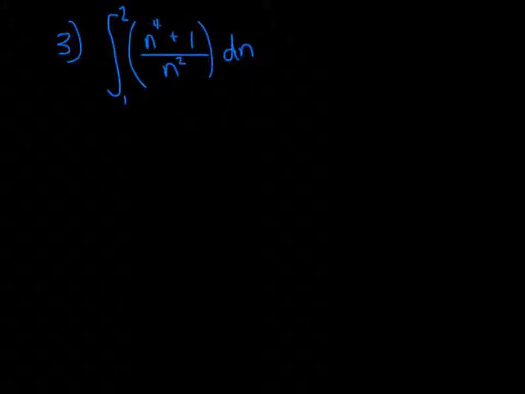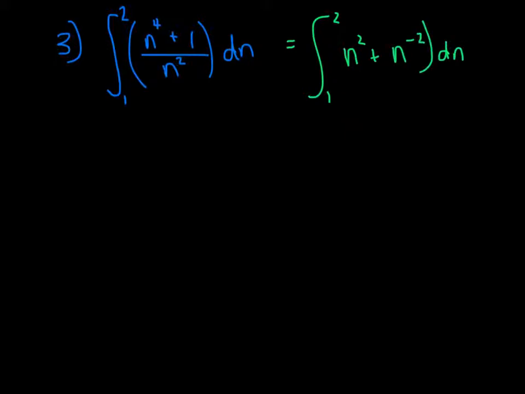So we're going to go ahead and split this up and rewrite it as the integral from 1 to 2 of n to the fourth divided by n squared would be n squared, and then plus 1 over n squared I'm going to write as n to the negative 2, and of course dn. Okay, so now I'm ready to go ahead and follow through on my definite integral steps. And so first of all, I take the antiderivative of each of those, so that would be n to the third over 3 plus n to the negative 1 over negative 1, and of course that's from 1 to 2.